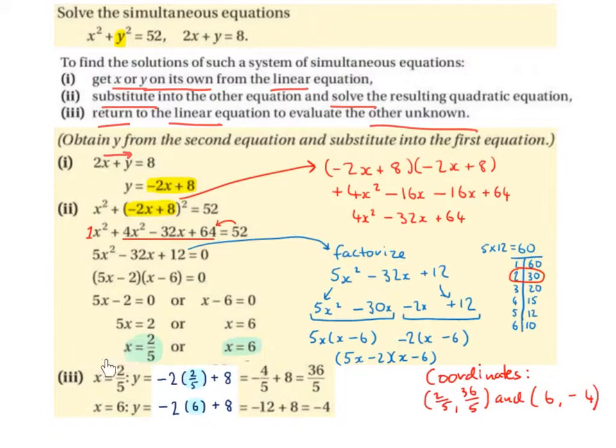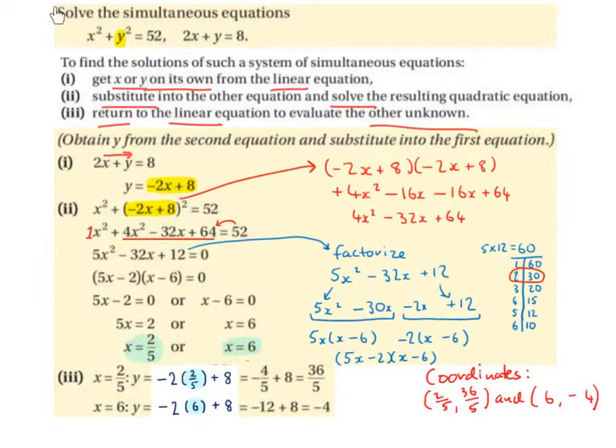So when x is equal to 2/5, y is equal to 36 over 5. So 2/5, comma 36 over 5 is one of the points of intersection of these two equations or these two functions. And when x is equal to 6, y is equal to minus 4. So 6, minus 4 is the other point of intersection of our two graphs.